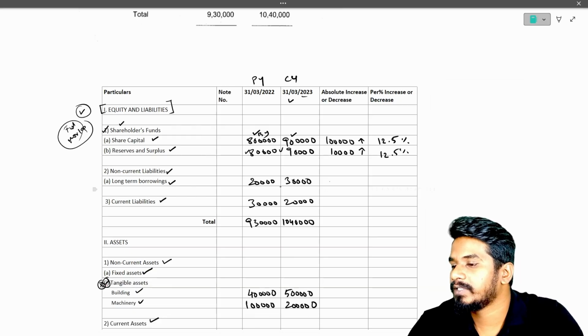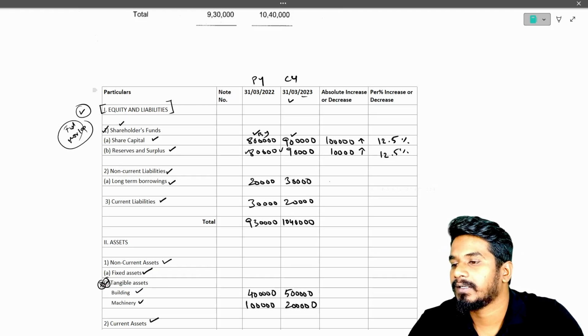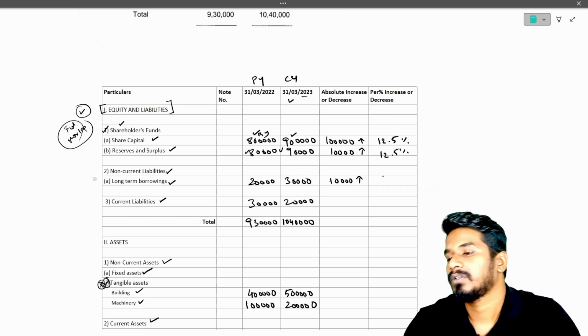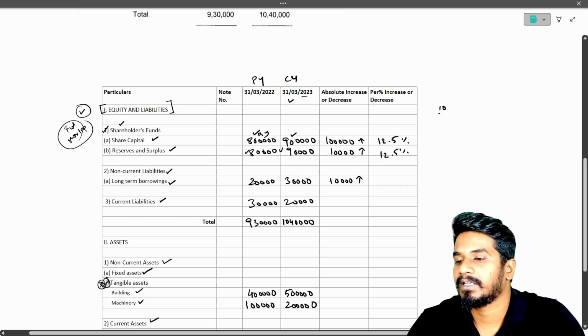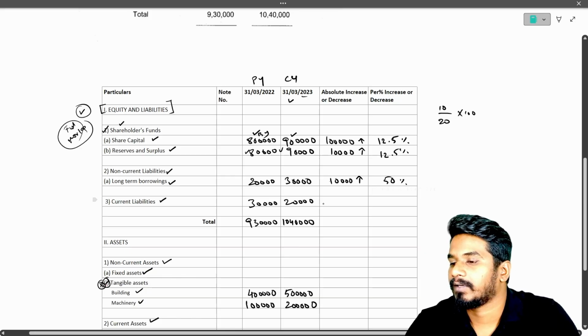The next thing is long-term borrowings. In the long-term borrowings, we have 20,000 in 2022, and it became 30,000 in 23. So obviously 10,000 is the change, 10,000 increased. So what is the percentage? 10,000 divided by 20,000 into 100. It will be 50 percentage. So no need to calculate.